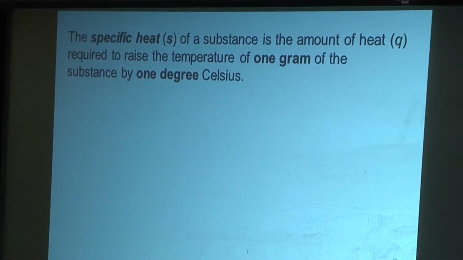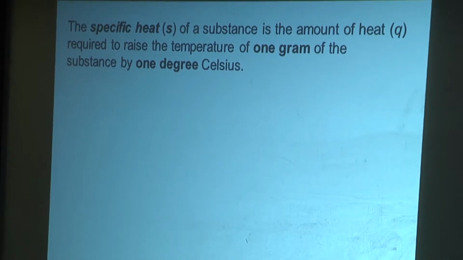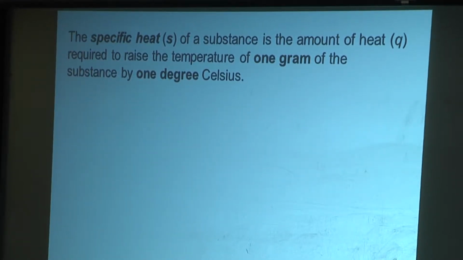The last concept, I think this is the last concept that we're going to cover in Chapter 6, is called specific heat. And so the specific heat of a substance is the amount of heat, and there's some terminology here that we need to know that's kind of, well, specific. Right, the specific heat of a substance is the amount of heat required to raise the temperature of 1 gram of a substance by 1 degrees Celsius, or by 1 Kelvin.